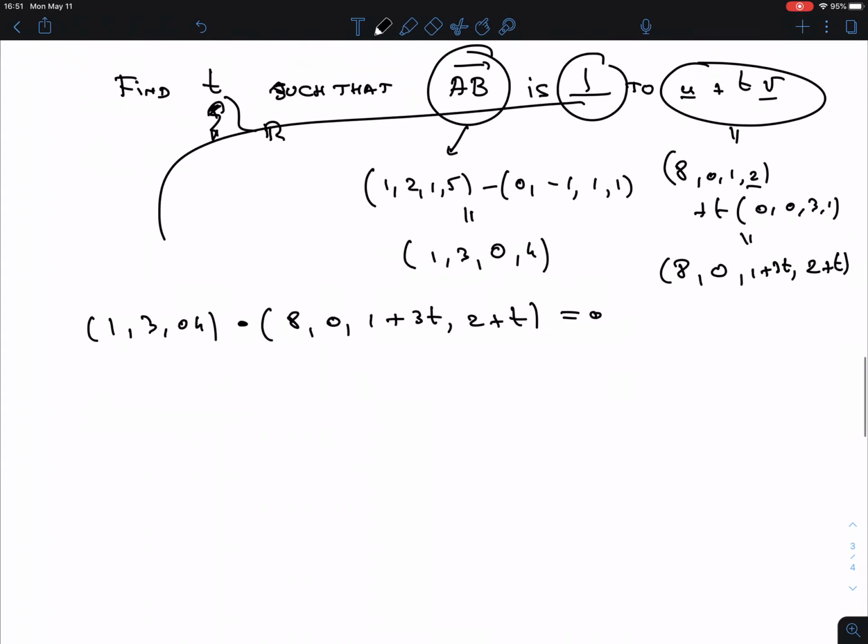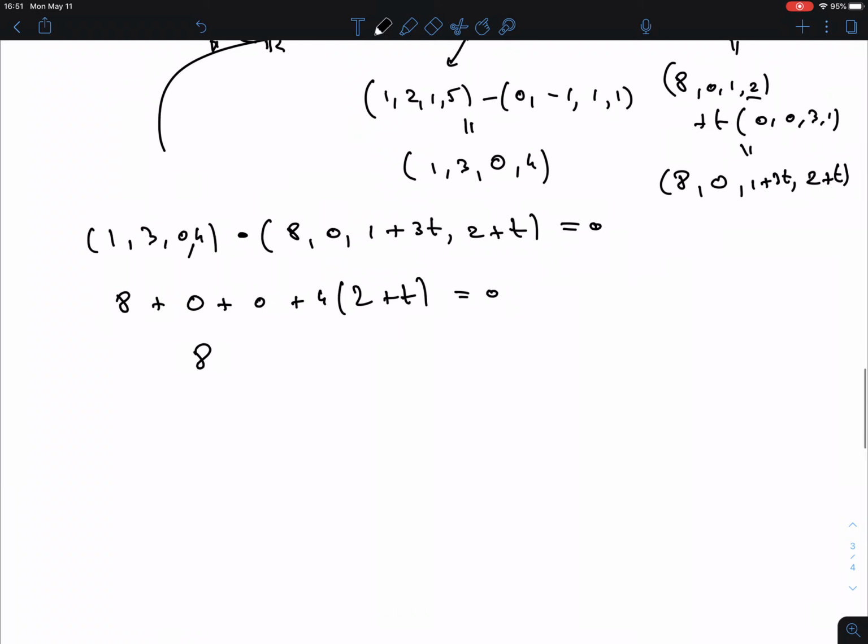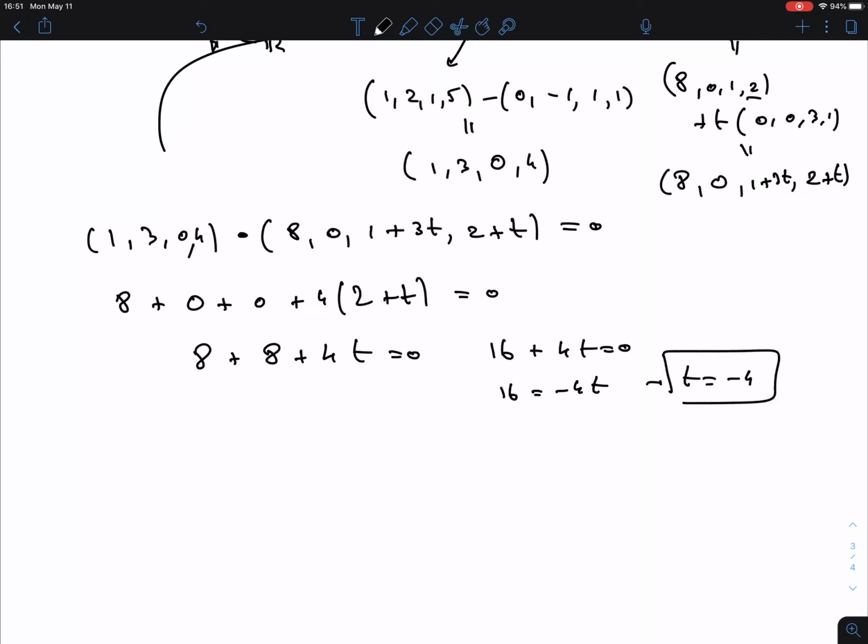So we have to work out what this means, and it is the product of each of the corresponding entries, and then add everything up. So 1 times 8 plus 3 times 0 plus 0 times (1 plus 3t) plus 4 times (2 plus t) is 0. So we get 8 plus 8 plus 4t equals 0. That means 16 plus 4t equals 0, so that means that 16 is negative 4t, or that t is negative 4. Okay, that's not hard, right?